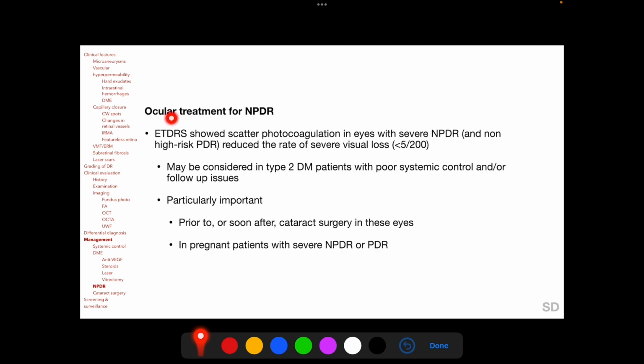Ocular treatment can be indicated for NPDR even in the absence of macular edema. The ETDRS showed that scatter photocoagulation in eyes with severe NPDR reduced the rate of severe visual loss and recommended that scatter photocoagulation should be considered in type 2 DM patients with severe NPDR and poor systemic control and/or follow-up issues. Scatter photocoagulation is particularly important before and soon after cataract surgery in eyes with severe NPDR, and prior to conception or early in pregnancy in pregnant patients with severe NPDR.